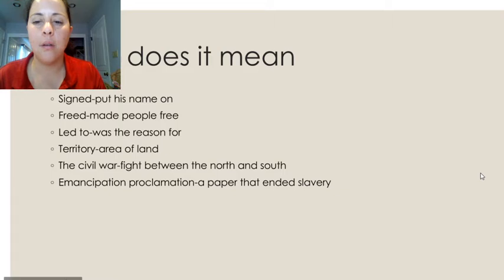Okay? Where? Where did the people live who wanted to continue slavery? The people lived in the South. That is where they lived, in the South, okay? Because the Americans in the South did not want to end slavery.